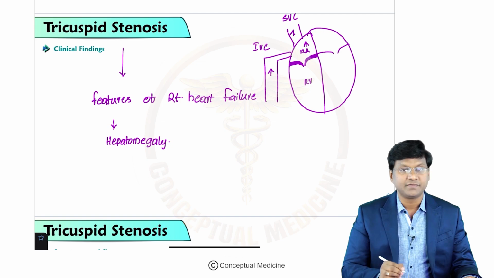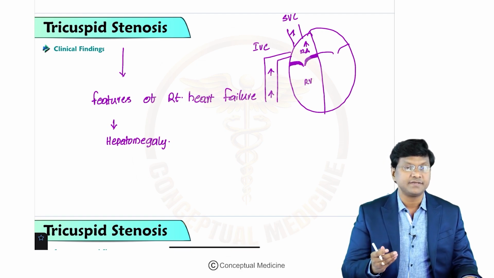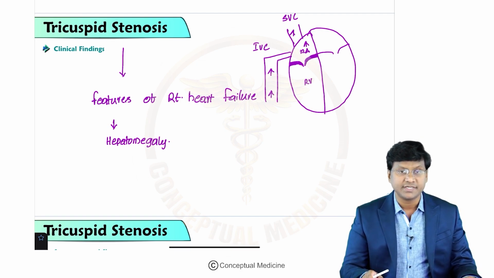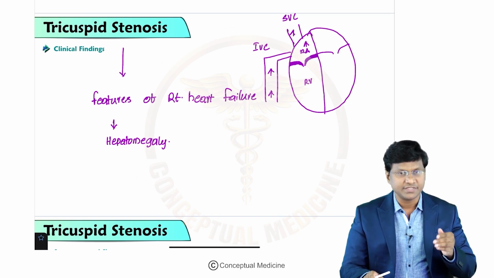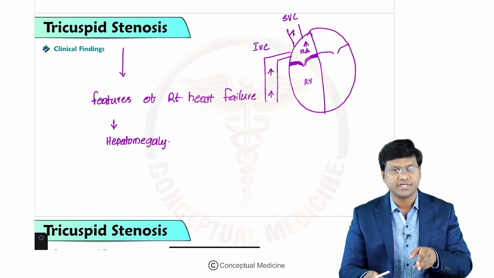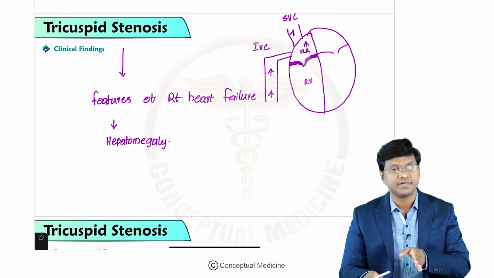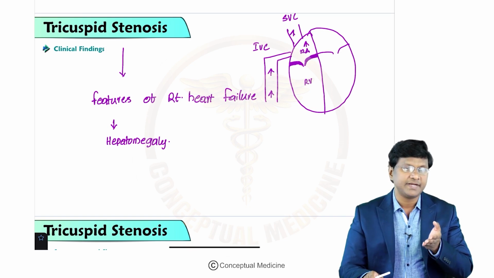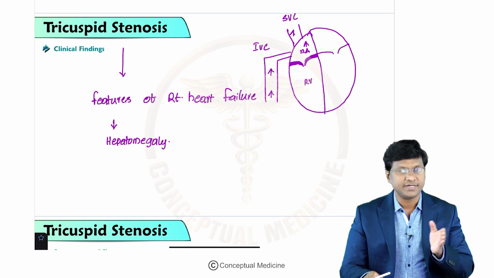Right, there will be development of hepatomegaly. Now why will there be hepatomegaly? Once the pressure in the inferior vena cava increases, subsequently there will also be an increase in the pressure in the hepatic veins. Because hepatic veins have to drain the blood into the IVC, but IVC pressure is very high, the hepatic veins are unable to drain the blood into the IVC. So once the hepatic venous pressure increases, the liver cannot drain the venous blood into the hepatic veins.